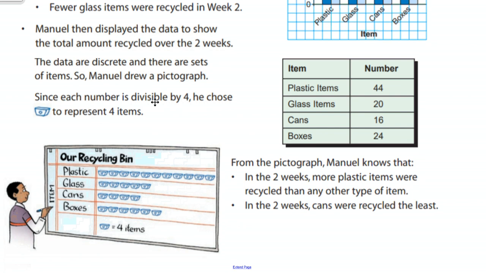So he realized that each of his numbers were divisible by 4, so he added them together. These are his numbers. And he chose a little bit of a blue recycling box drawing to represent 4 items. So for the 44 plastic items, he has 1, 2, 3, 4, 5, 6, 7, 8, 9, 10, 11 little boxes, and each one of those boxes represents 4 items, so 11 times 4 gives me that 44 number. From the pictograph, Manuel knows that in the 2 weeks, there were more plastic items recycled than any other type of item, and cans were the least recycled.